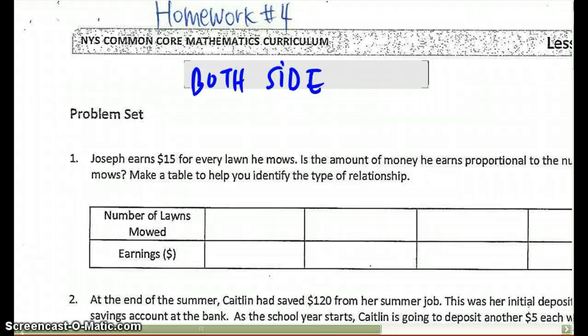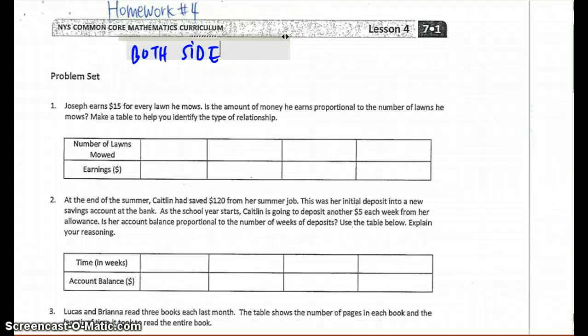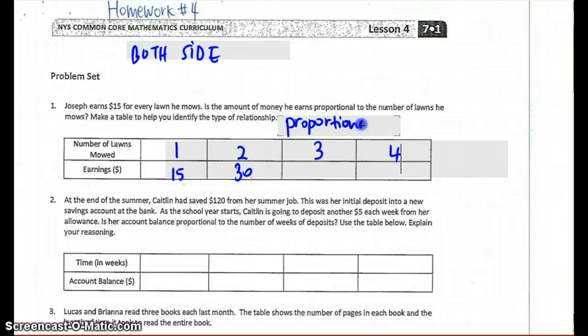Question 1 is fairly simple. It's going to ask us to fill in the chart. He mows the lawn, $15 for every lawn he mows. So we're going to put 1 lawn, earning $15. It's a constant rate here, so 2 lawns later, $30. 3 lawns and 4 lawns, you can go ahead and fill that out yourself. We want to know the type of relationship. Well, the type of relationship is they have a proportional relationship. It might seem a little repetitive because the problem already says it's proportional and you're just identifying the type of relationship. We're still looking for proportional.